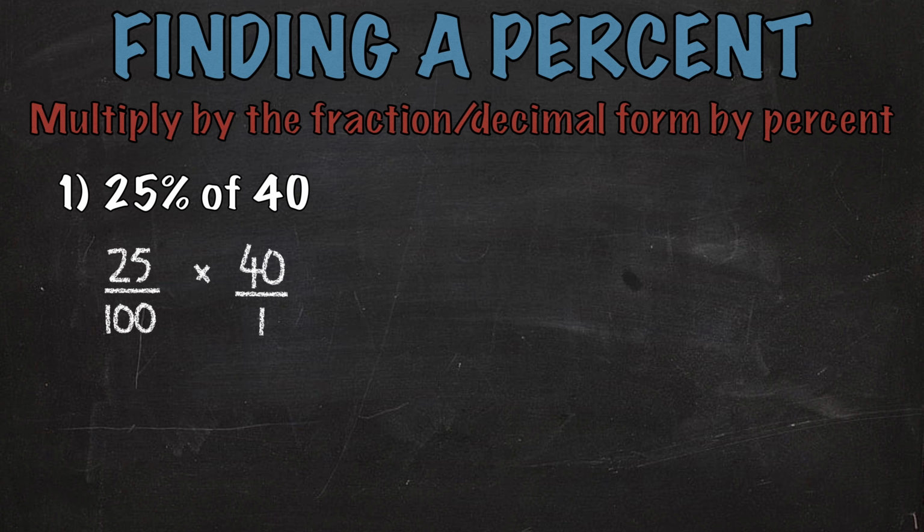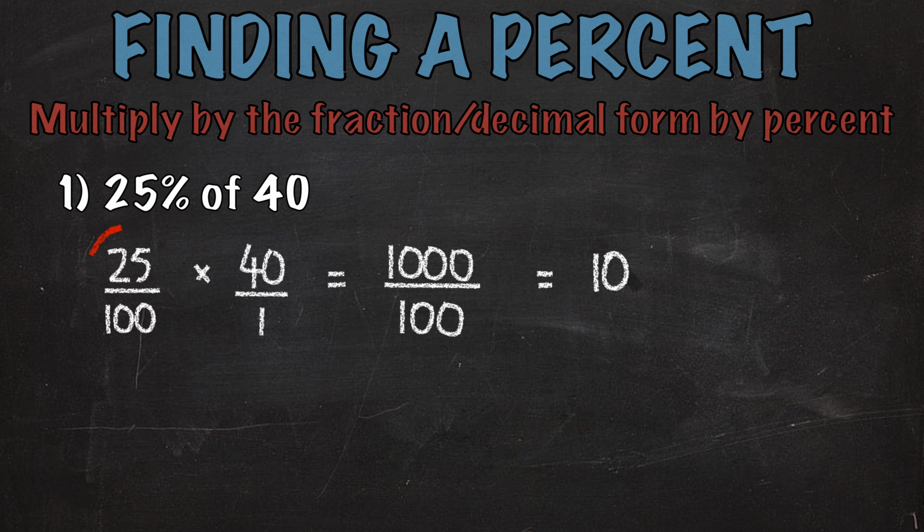25 multiplied by 40 gives us 1000. 100 multiplied by 1 gives us 100. Since it is an improper fraction, we can simplify this to 10. So 25% of 40 is 10. Now we can simplify the fractional form of the percentage to 1 over 4. This is because 25 over 100 is the equivalent to 1 over 4, or a quarter.